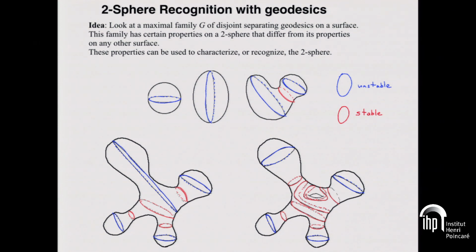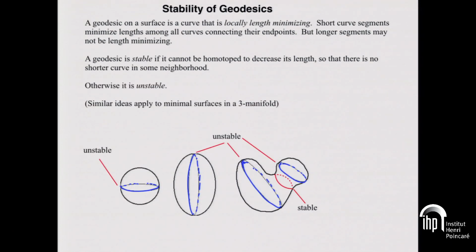So these red geodesics, these stable geodesics, are locally minimizing, they minimize length in some neighborhood, whereas the blue ones don't. They're unstable.